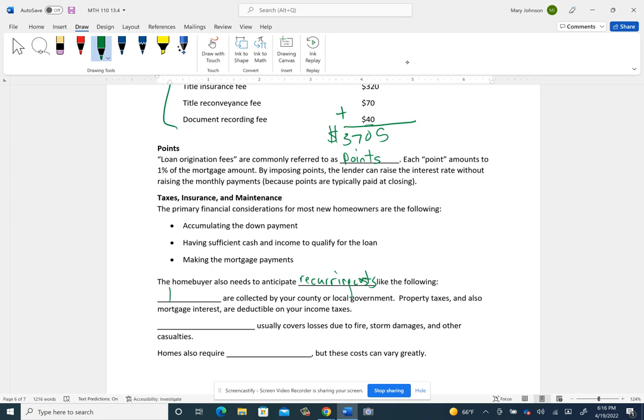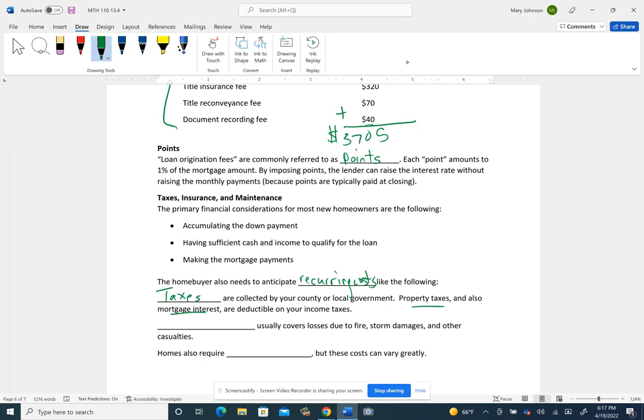Like taxes. So taxes are collected. State and local, county ones and local ones are collected. Property taxes, mortgage interest. The property taxes and the mortgage interest are going to come off of your taxes, which is nice. But you will pay on top of your mortgage. You'll also be paying these taxes.